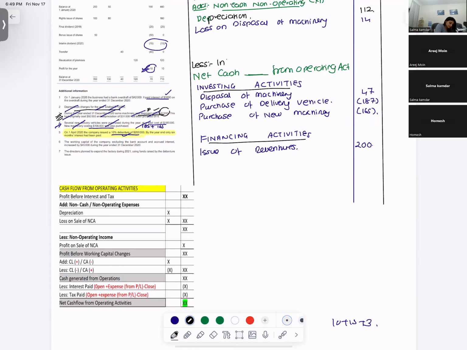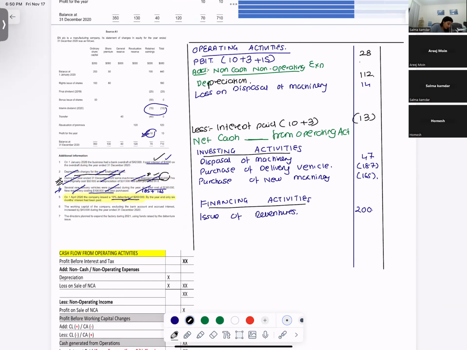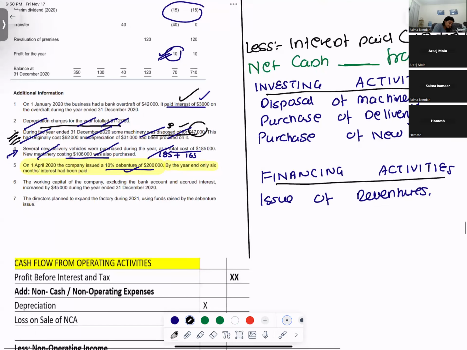Yeah, miss. How much is the interest paid for the debentures? I've got 10,000 on top, and I had 3. So total interest paid is 13. Are you with me? Okay, fine. Come on. This part is done, right? And this part is also done.